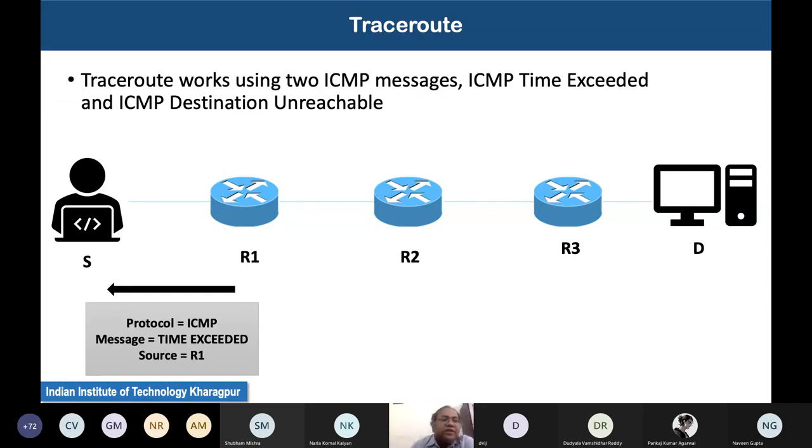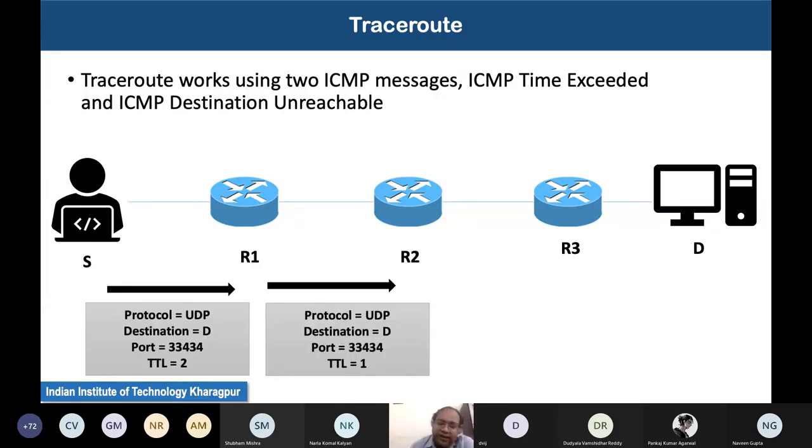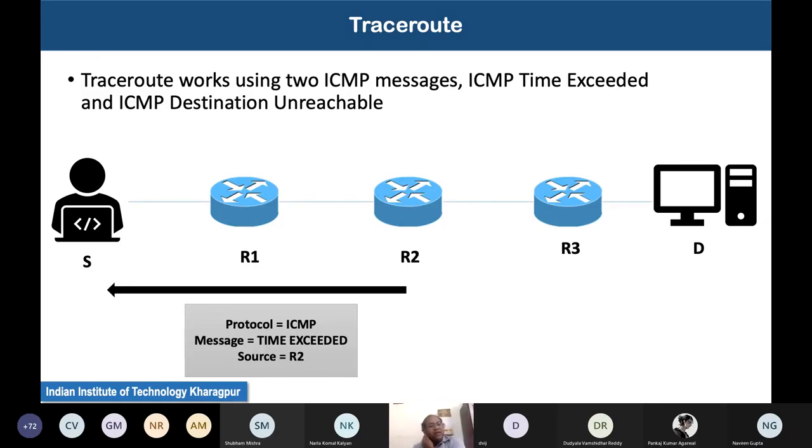Next it will send another UDP packet, but this time with TTL as 2. R1 will decrement the TTL further and forward it, so it will reach R2. R2 will decrement it and find out that the TTL becomes 0. So R2 will again send an ICMP time exceeded message with source at R2, and you know that now R2 is your second hop.